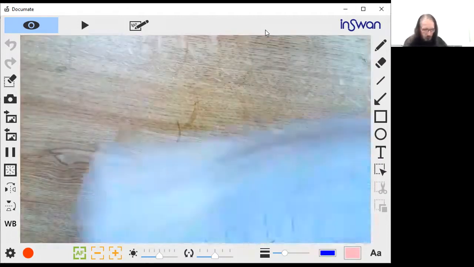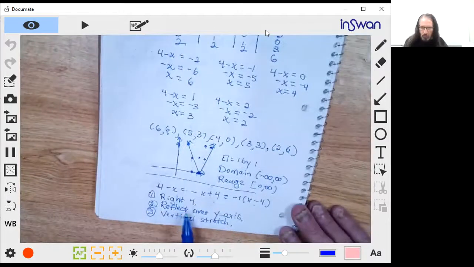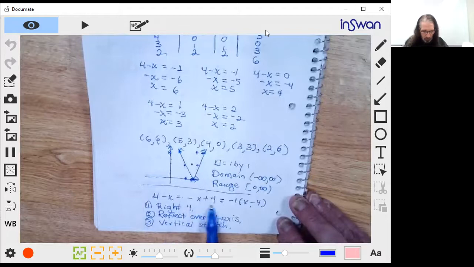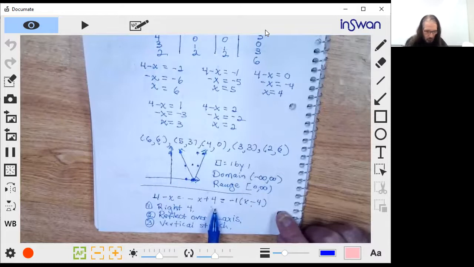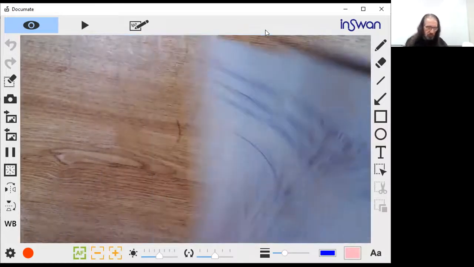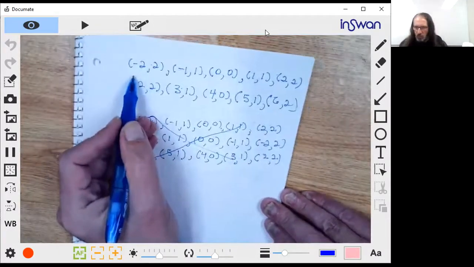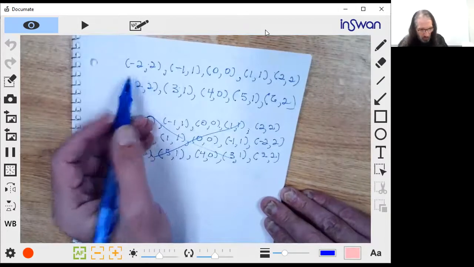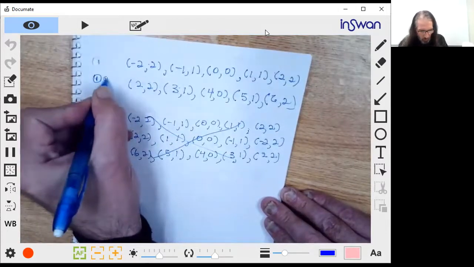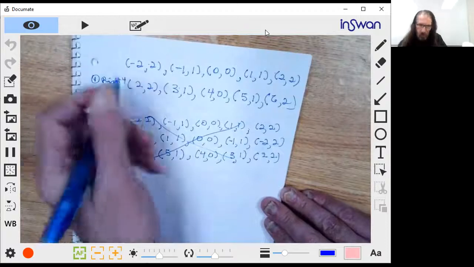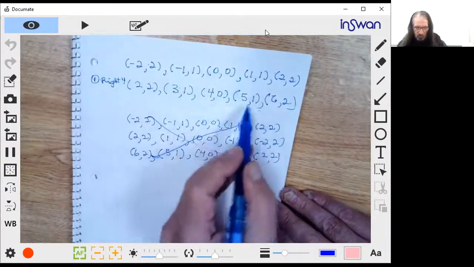Now, here my mistake was thinking that I needed to factor out the negative and work my way out if I shifted right 4 first, then reflected over the y-axis, and last applied the vertical stretch. Well, taking the 5 original points from y1 equals the absolute value of x, if I go right 4, adding 4 to all of those x coordinates, here's what I get.